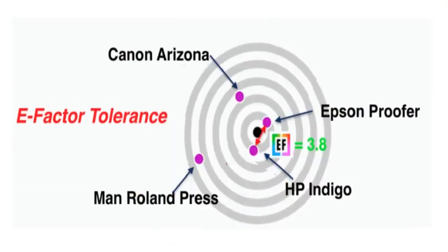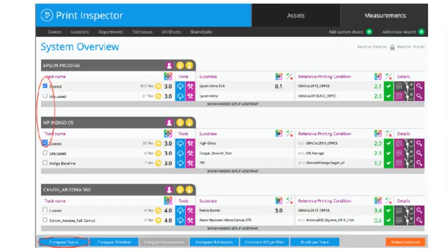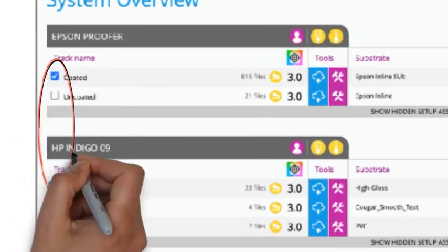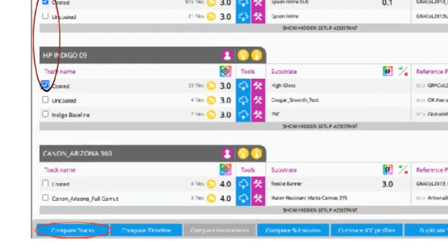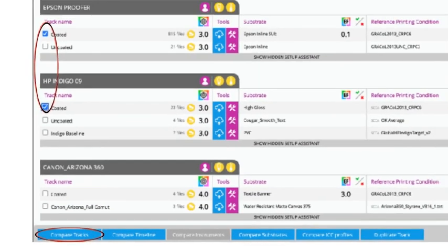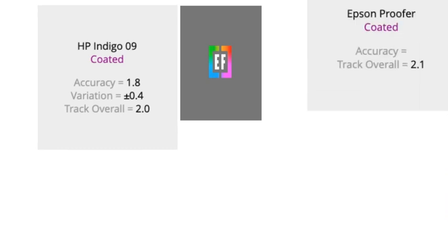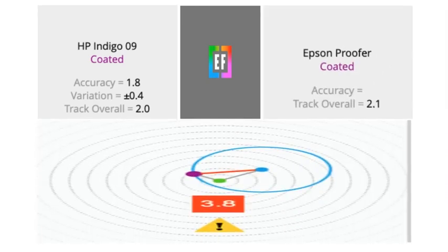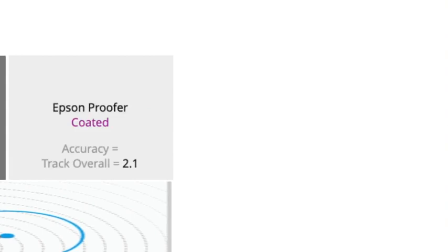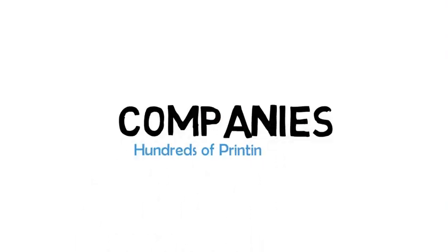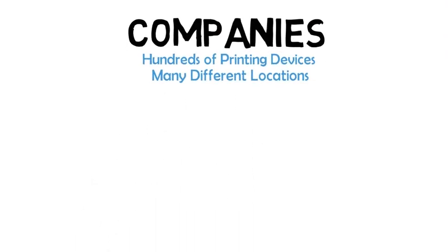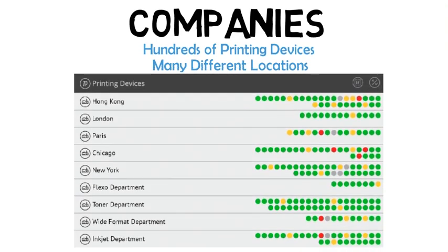More importantly, ChromaChecker will assess how close each printing device is matching to one another. By clicking on the checkbox on the left side of each printer and then selecting the Compare button on the bottom of the screen, ChromaChecker will report the E factor of how close each printer is to one another. This helps you understand how well each printing device is matching, no matter the technology. Even companies with hundreds of printing devices in many locations can instantly see how all manufacturing is performing at any time.